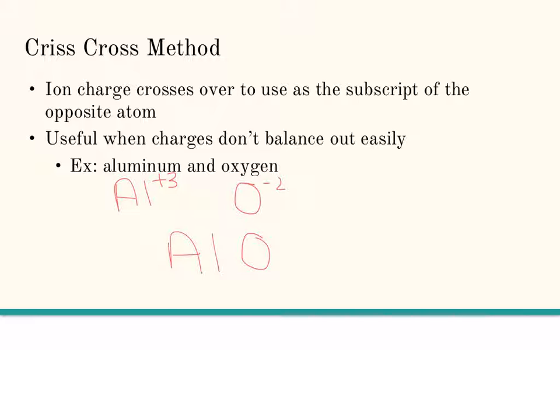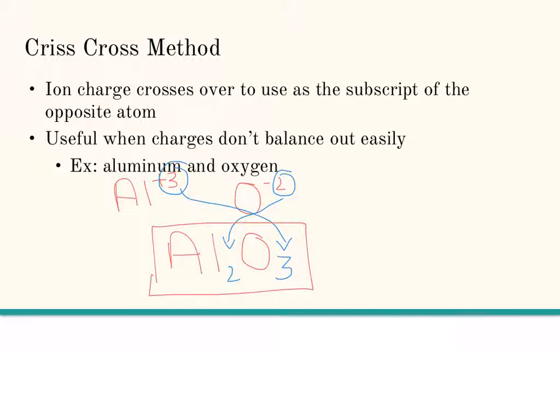But now what I'm going to do is this 3 for my aluminum is going to tell me that I need 3 oxygens. So the charge of the aluminum crosses over to tell me how many oxygens I need. And again, I write that as a subscript. The negative charge of the oxygen I'm going to ignore, but I'm going to take that 2 for my oxygen and cross it over to use as the subscript for my aluminum.